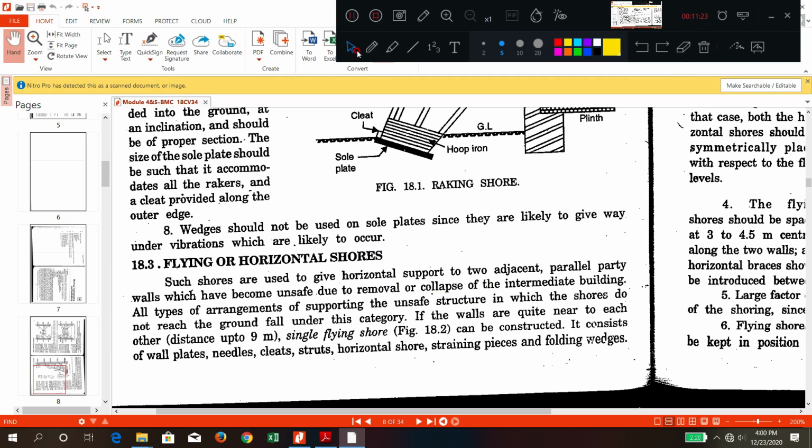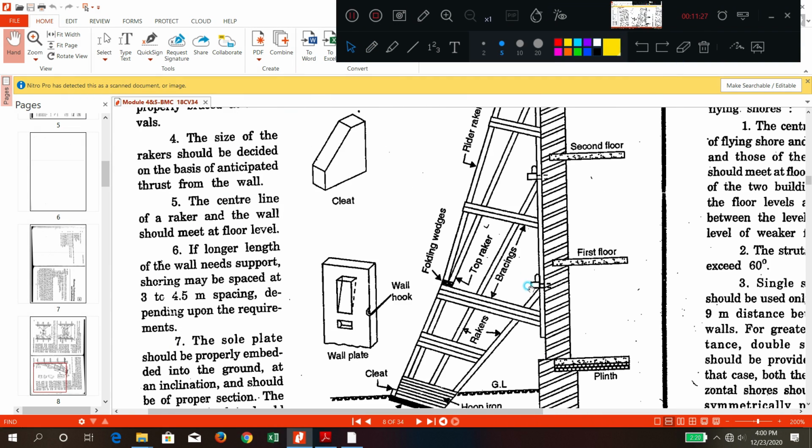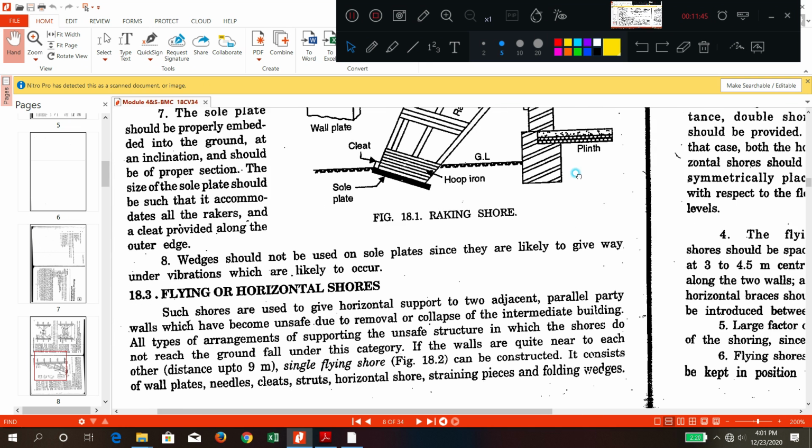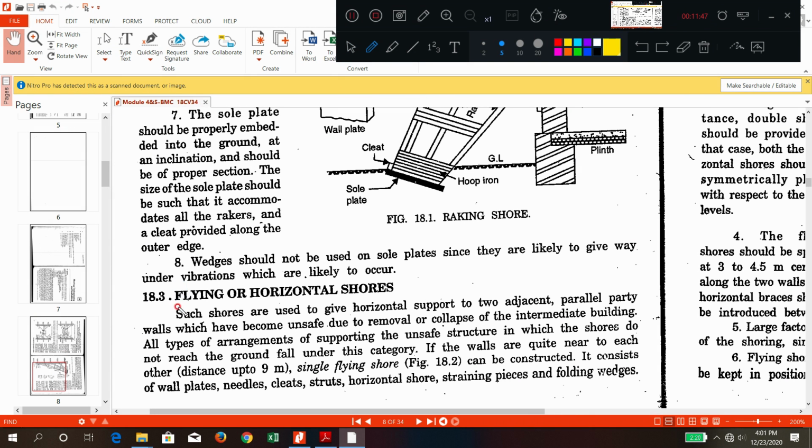This is about the racking shore or inclined shore. Here you can see the inclination is there; it is neither vertical nor horizontal. So that is why these are called inclined shores or racking shores. These are typically used to support the falling walls. Okay, now, next type of shoring is flying shore or horizontal shore.